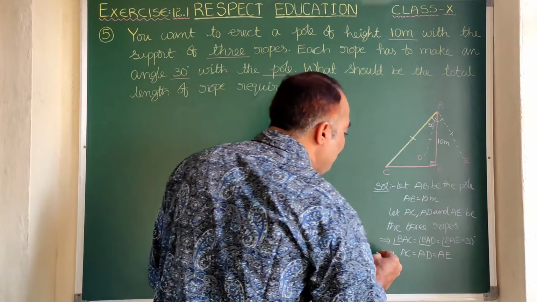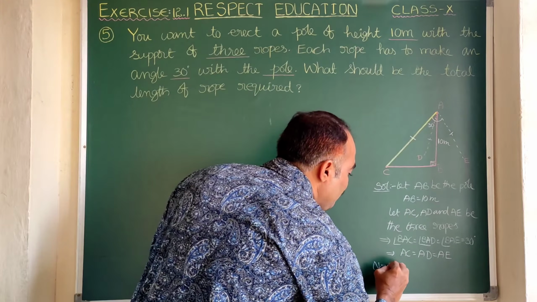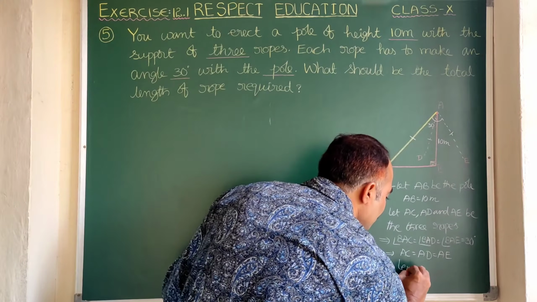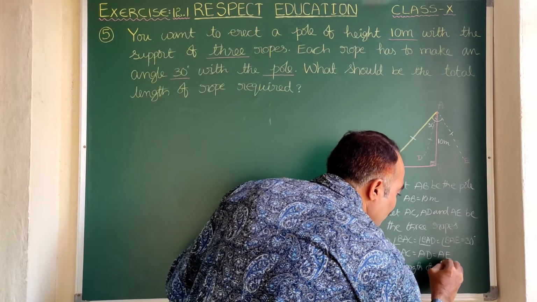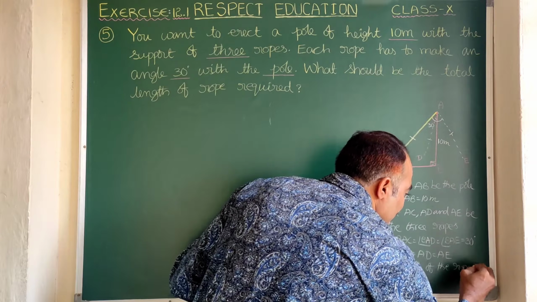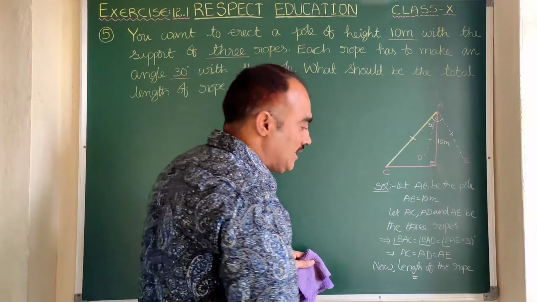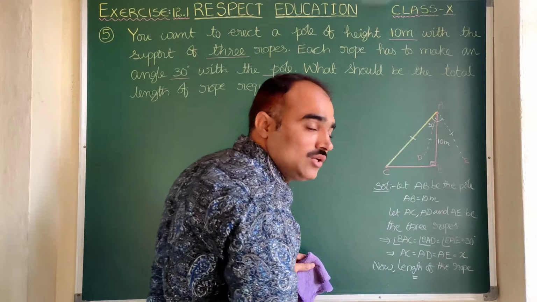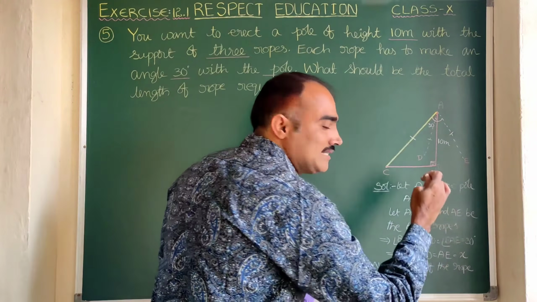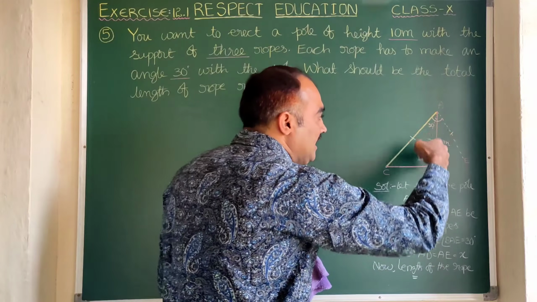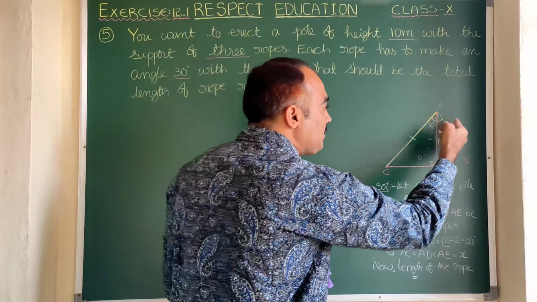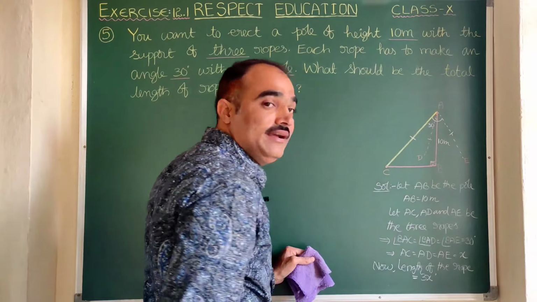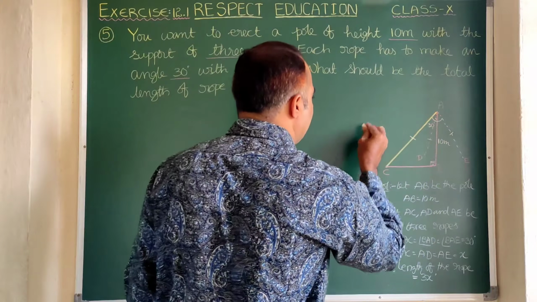Now here we need to find the length of the rope. Let us take each value as some x meters. Then the length of the rope will be x plus x plus x. See here, AC plus AD plus AE, x plus x plus x. So this will be 3x meters. Now our target is to find x. That is, first we will find AC.